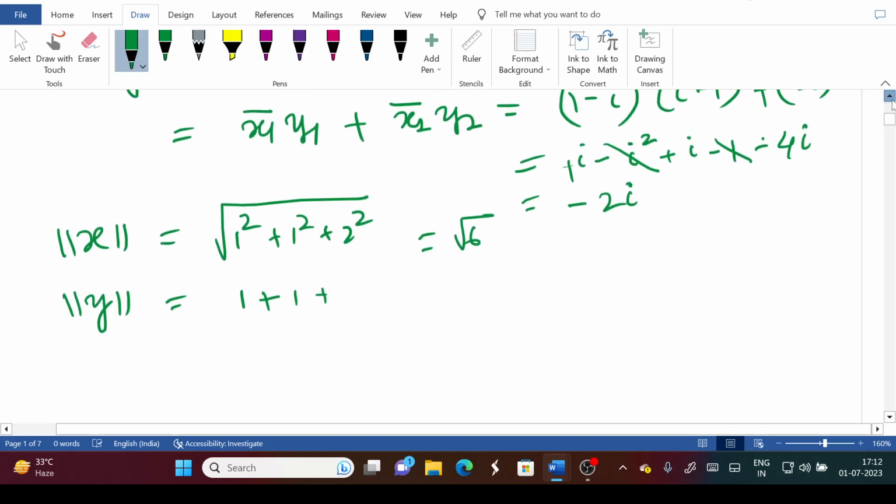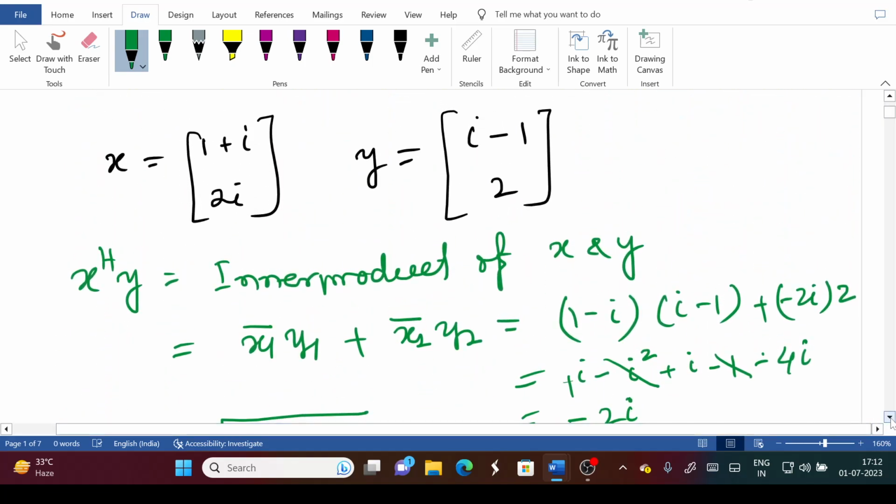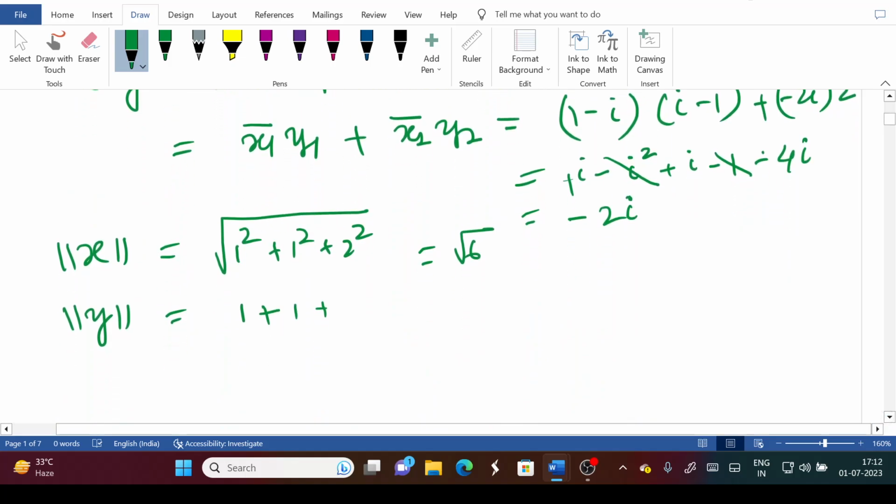What was the second component? 2. Oh, same value. So into 2 square. That is also root over 6. So we got how to calculate length and inner product of two vectors.